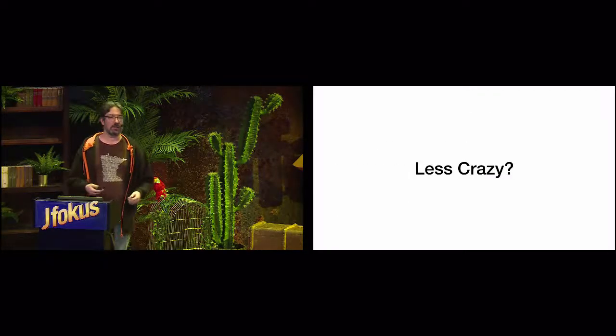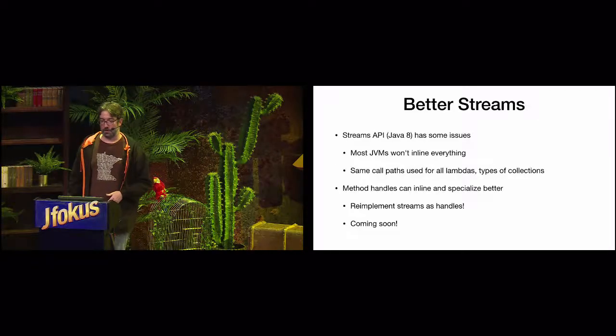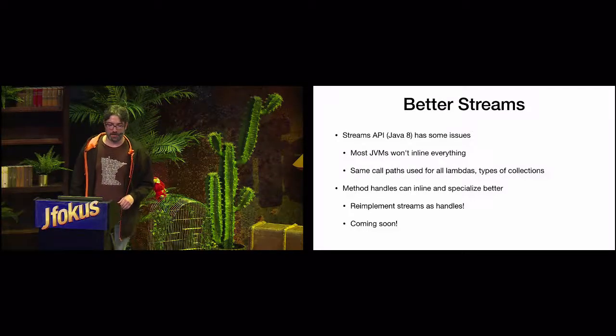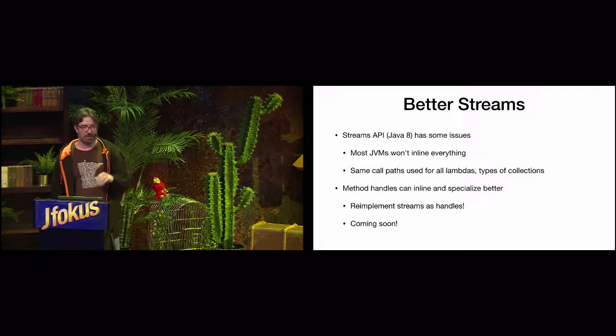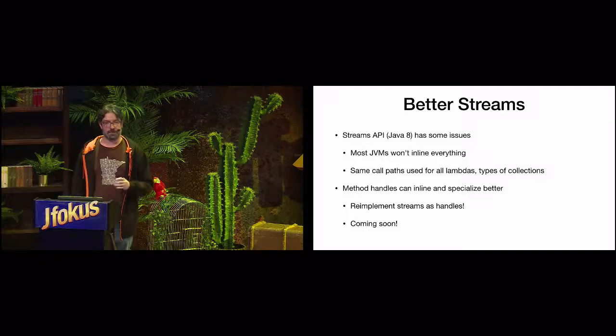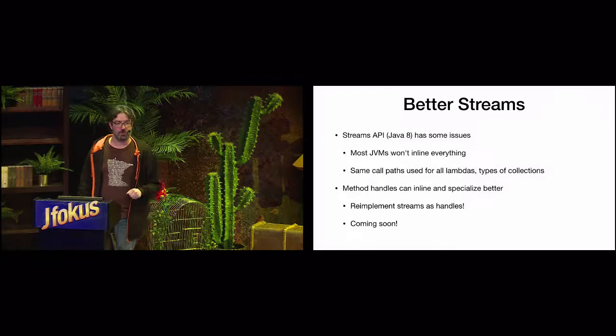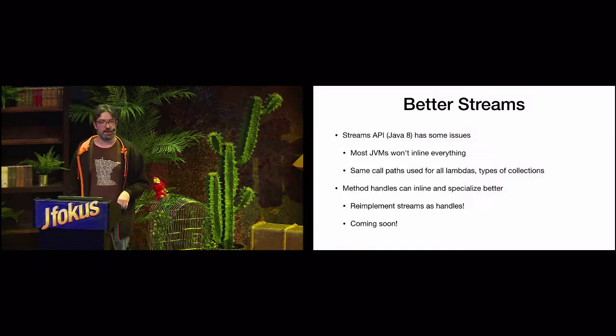So what about something a little bit less crazy than this? Well, in the last talk, we heard about the Streams API, and everybody that's been doing Java 8 and plus probably just loves them. I do. We just recently moved JRuby to require Java 8 so that we could start using lambdas and streams. But there are some issues with the Streams API.